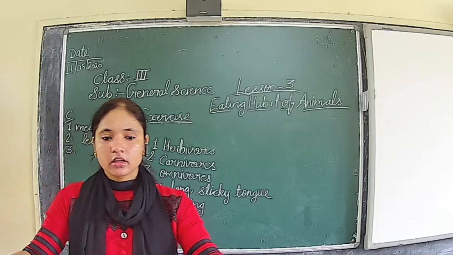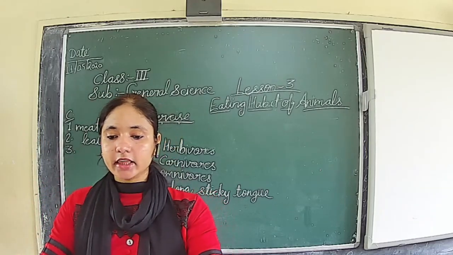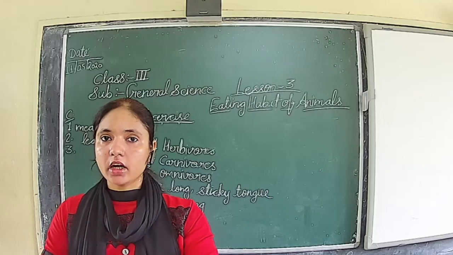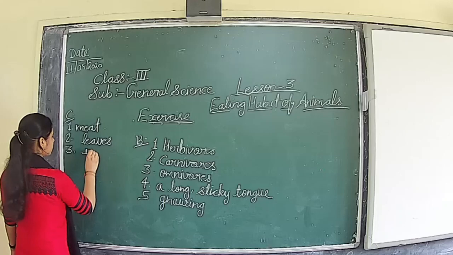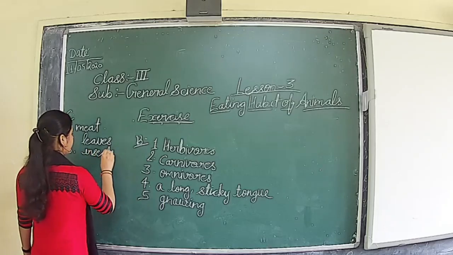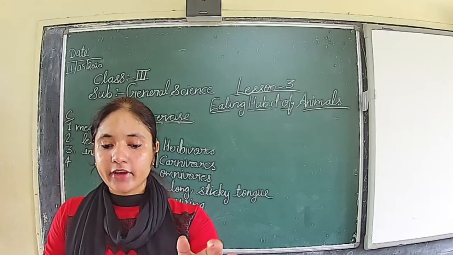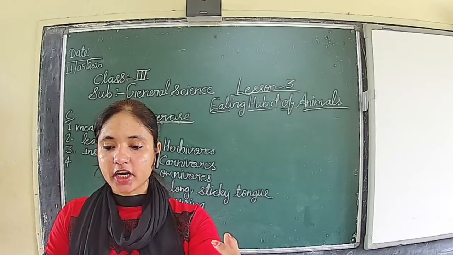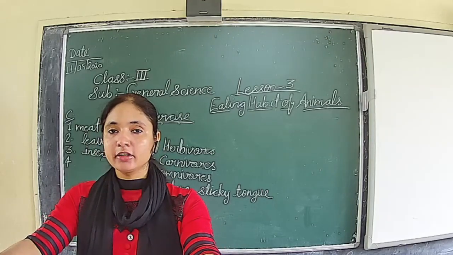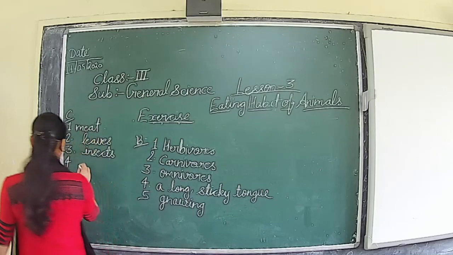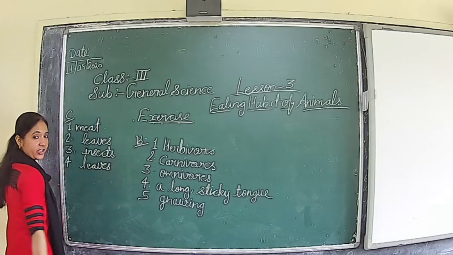Then third is, what is the third one? Frog. Frog eats grass, fish and insects. So frog eats the insects, so the right option will be the insect. Then fourth one will be the elephant. It eats leaves, fish and meat. So the right option will be the leaves. Elephant is a herbivore. It is vegetarian.